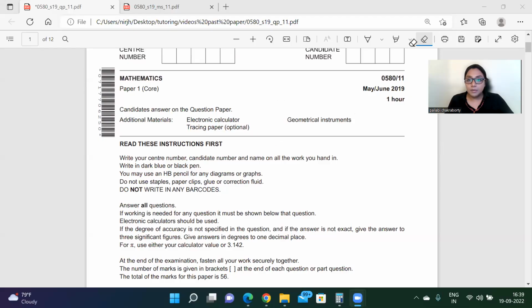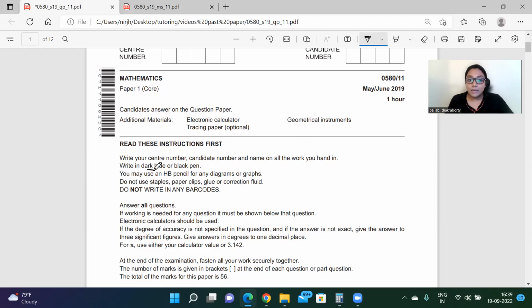My name is Pallabi and today we are going to discuss the 0580 paper code, Cambridge IGCSE Mathematics paper, the core section and paper number 11. So let's begin. This is how the paper looks like. This is the May-June 2019 paper.